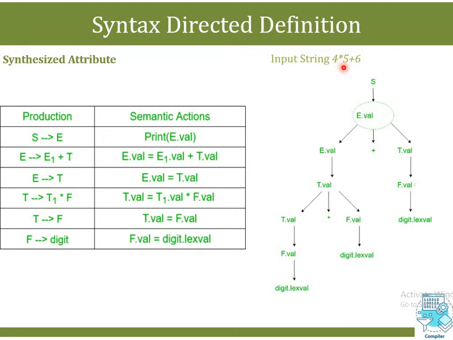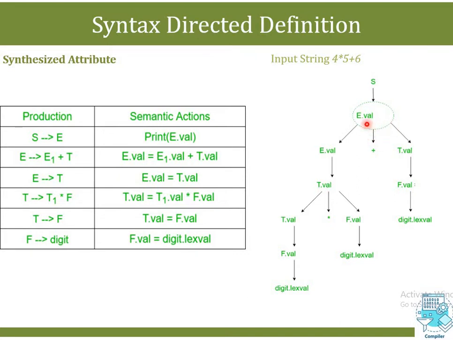Now let us come back to the annotated parse tree. What is an annotated parse tree? In every interior node, wherever you have the symbols, you will be having the attributes. Now in our case, we have the attribute called val for the symbol E and also for the symbols T and F. Okay, now let us see how we are going to compute the value.